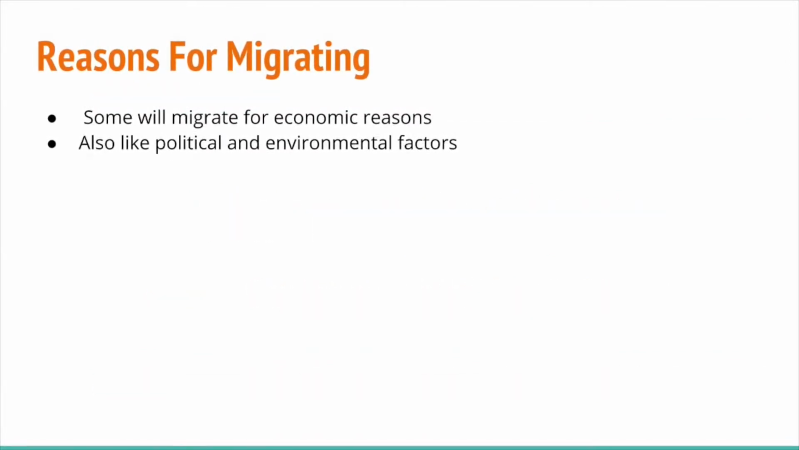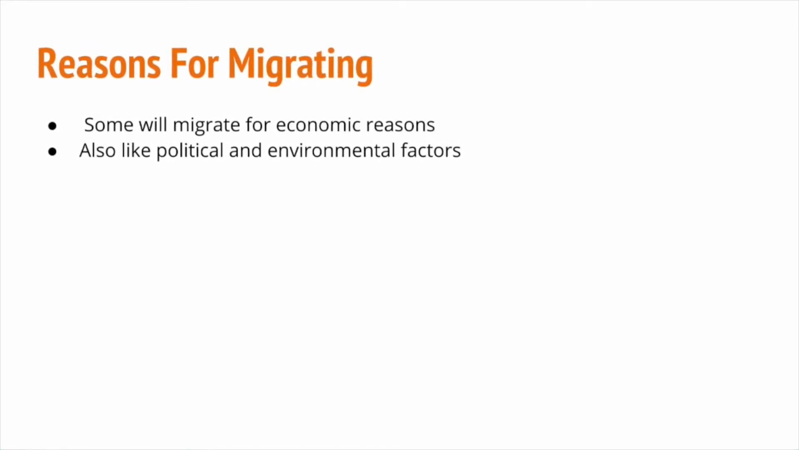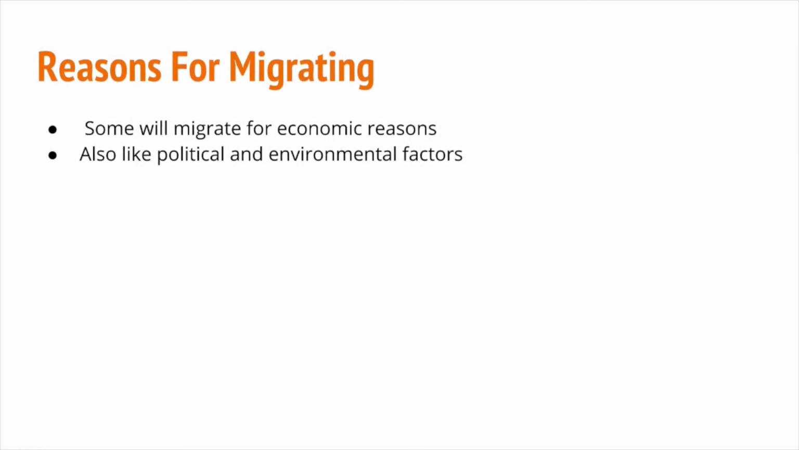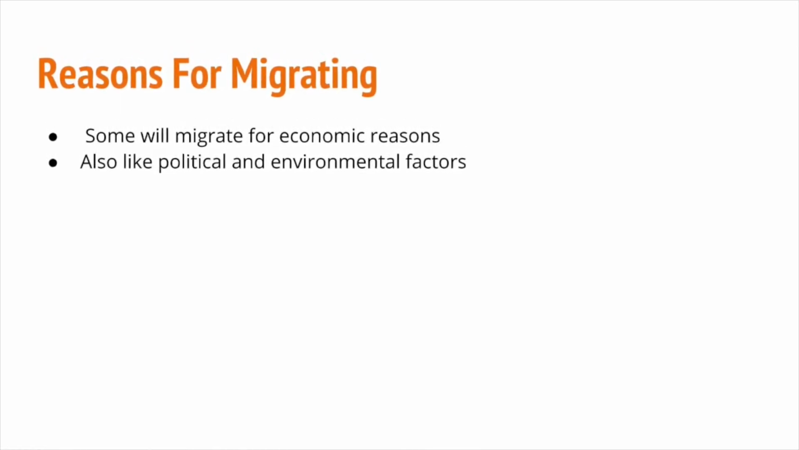The Ravenstein Law sums up why people migrate. People mostly migrate for economic reasons, while others will migrate for political or environmental reasons, but it isn't more frequently than economic factors.